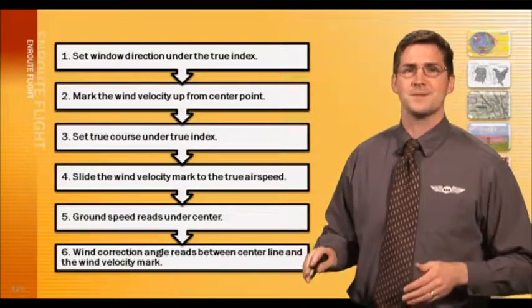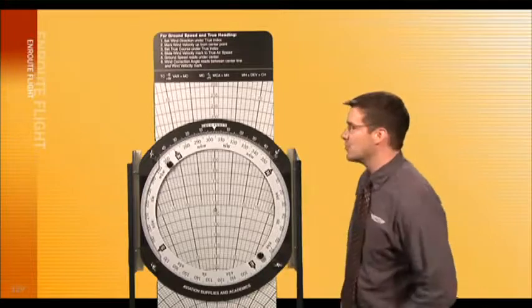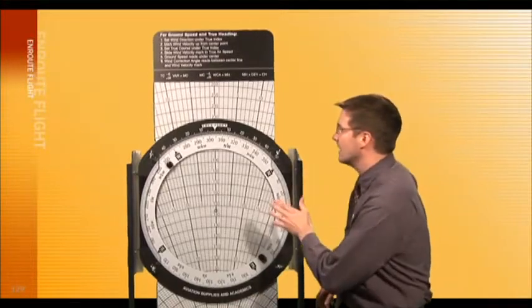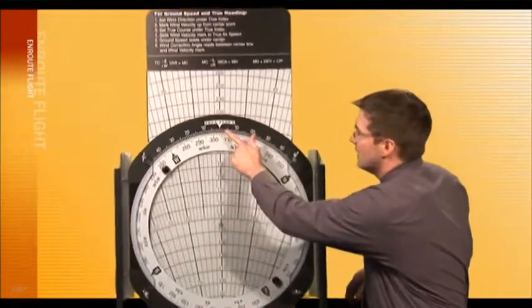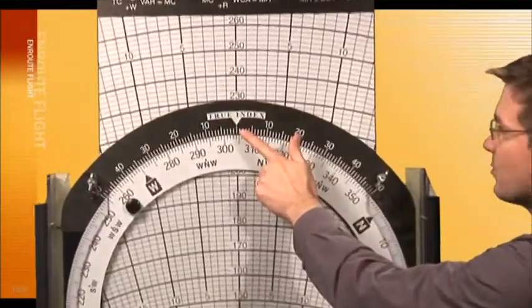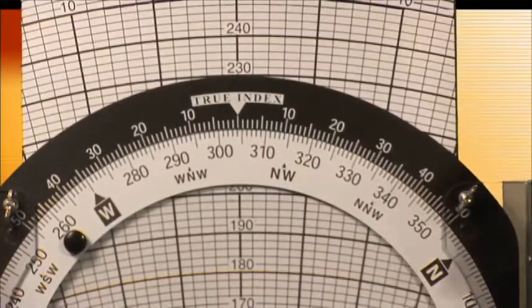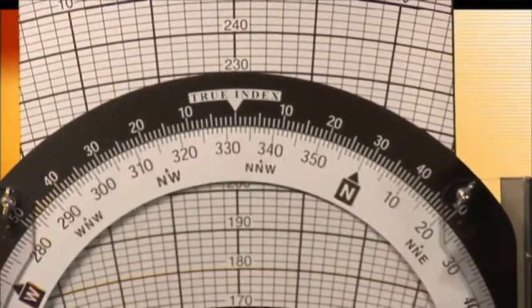Let's perform these steps on the giant E6B. Step number 1, set the wind direction under the true index. Now here we can see the true index right here at the top of the E6B, and the wind direction is 330 degrees. So let's locate that along the top and let's set that right underneath the true index.